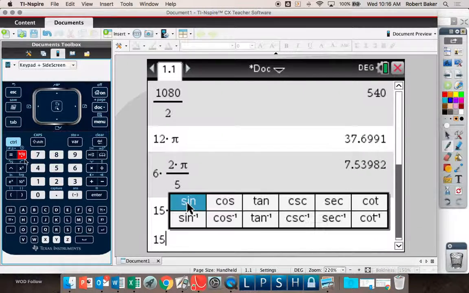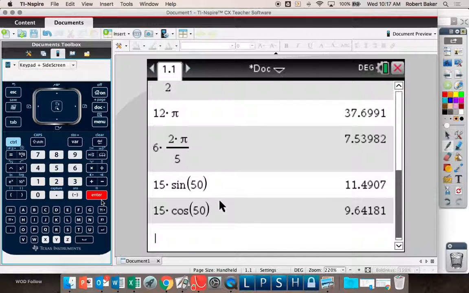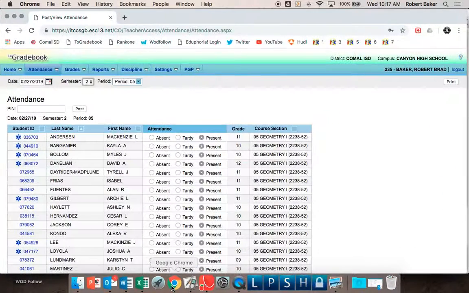Cosine. 15 cosine 50. Oh man, that's a 9.641. It's actually 9.642. You're absolutely correct. Come on, Baker.